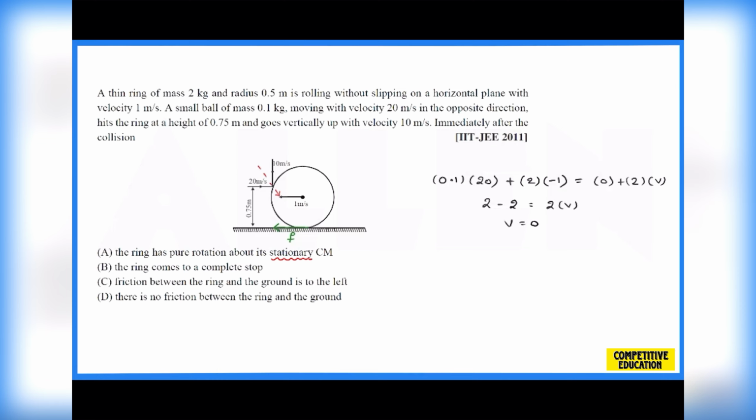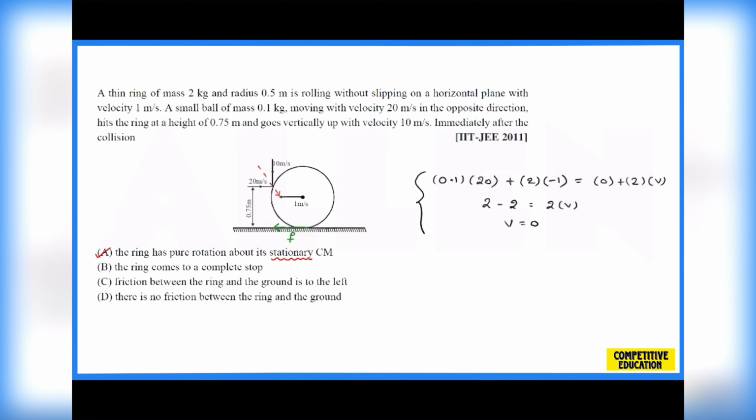This means the center of mass of this ring has stopped, it becomes stationary. But as I can see that the friction here is impulsive in nature, so I cannot conserve this momentum. But assuming this friction not to be impulsive, I can conserve the momentum. Hence this is a possibility. So IIT has given answer A. So A is a possibility, I cannot deny it.